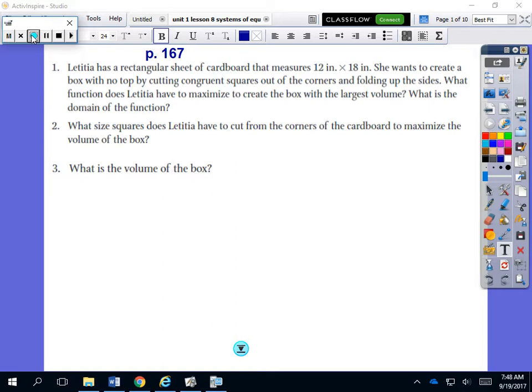It's a 12 by 18 inch sheet of cardboard. She wants to create a box with no top by cutting congruent squares out of the corners and folding up the sides. What function does Letitia have to maximize to create the box with the largest volume? What is the domain of the function? Then we're going to find that volume and we're going to find the height, or the size of the squares.